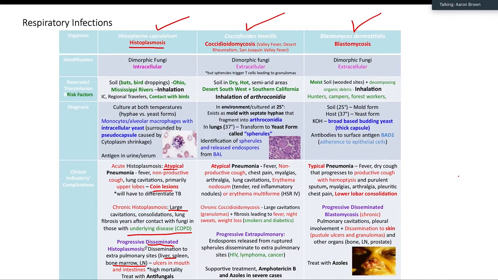Okay? We're not going to say that when we talk about coccidia or blasto. Those are going to look different when they go systemic. Okay? Disseminated histo, we have no skin lesions here. No GI manifestations. Here we are looking for dissemination to extrapulmonary sites. We can look for lymphadenopathy, splenomegaly, hepatomegaly, et cetera, et cetera.